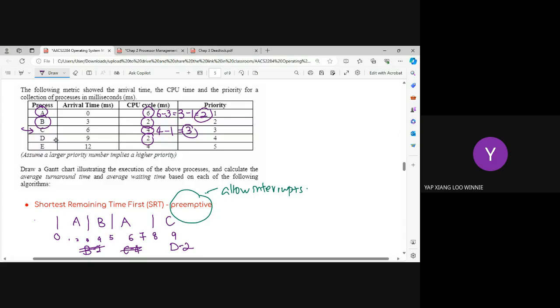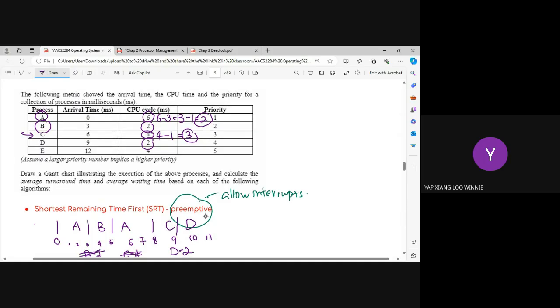Which one is shorter? D. Okay, so your CPU has to switch. So C, you hold on. Let me process D first because it has the shortest remaining time. So we are going to prioritize it. Right here, don't forget that your process C actually has 3 milliseconds left, but we're going to proceed with D that only has 2 milliseconds of CPU cycle. So you get 10 and 11 milliseconds. Now your process D is done. Can follow? Okay. Now D is done.